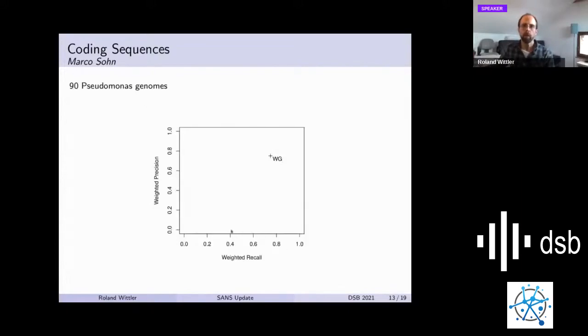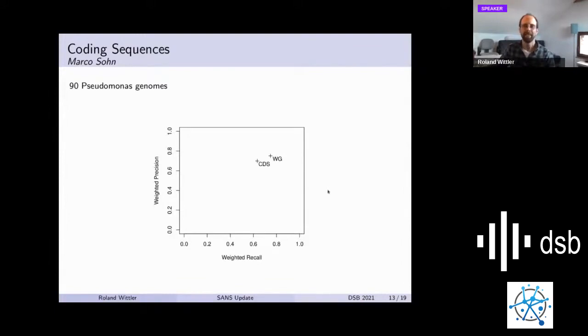Again, here we see recall and precision, in this case for some 90 Pseudomonas genomes. And here you see the accuracy for the whole genome version. So if you take the complete sequences, the question was, first, what happens if we restrict the input to the coding sequences without translation? So we have fewer sequences, but maybe more meaningful sequences. So what do you guess? Do we get a better accuracy, yes or no?